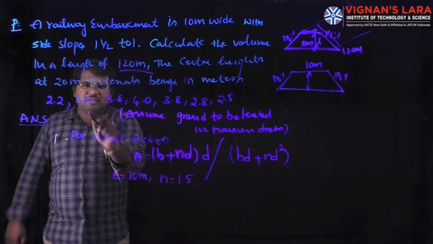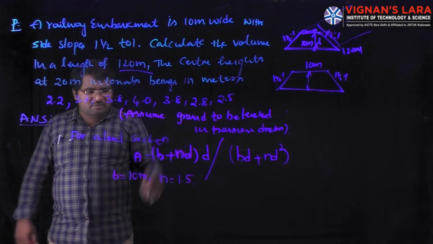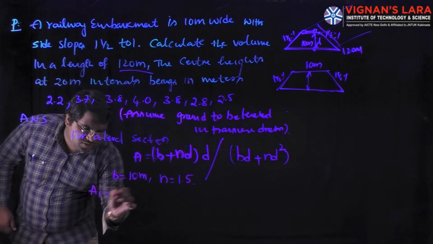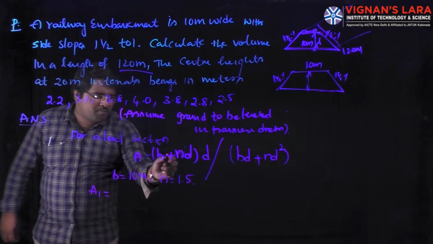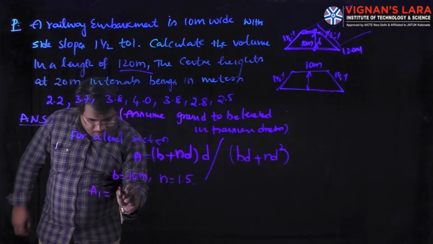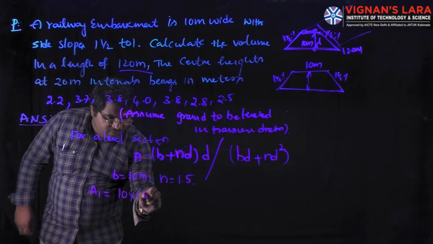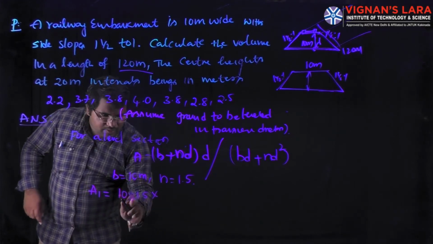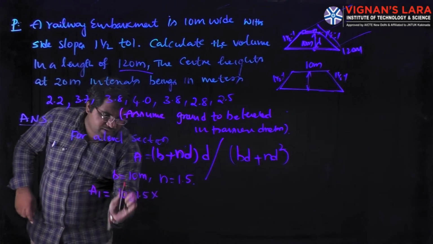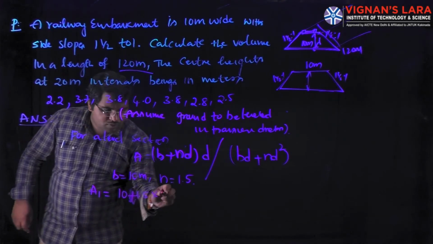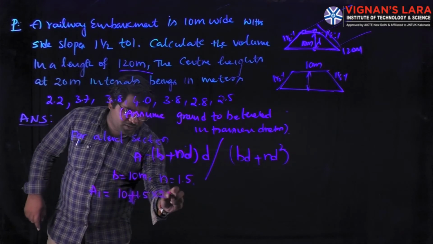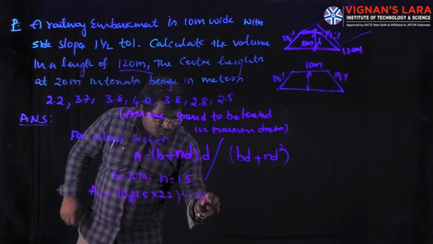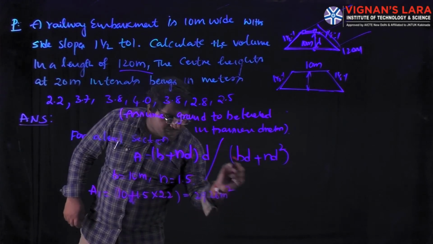The depth changes from point to point. Now for different depths, area A1 is equal to 10 plus 1.5 into 2.2, into 2.2. This gives us 29.26 square meters.